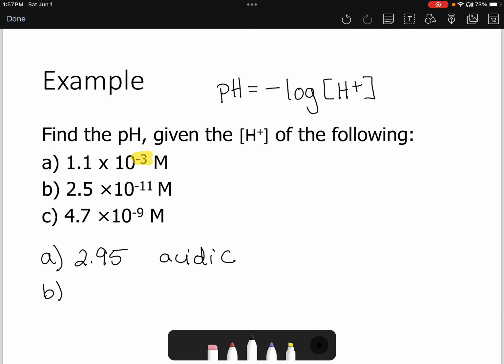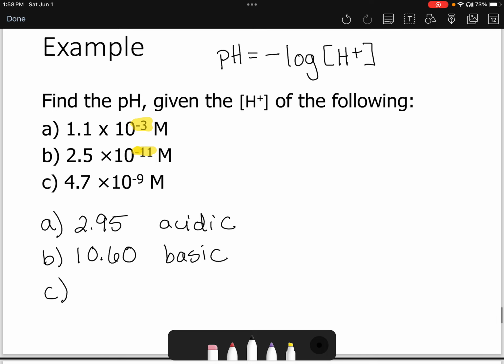Now B, if we plug that value in, we should get something close to 11. So let's see, 2.5 e to the negative 11th. I got 10.60. So would that be acidic or basic? Basic.